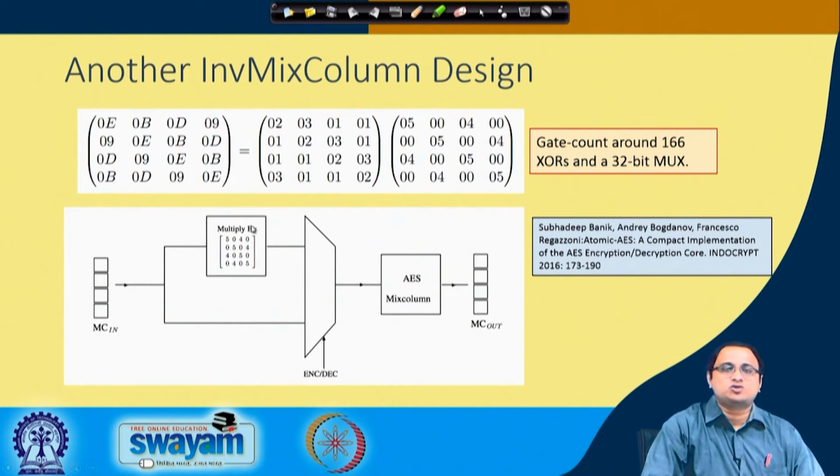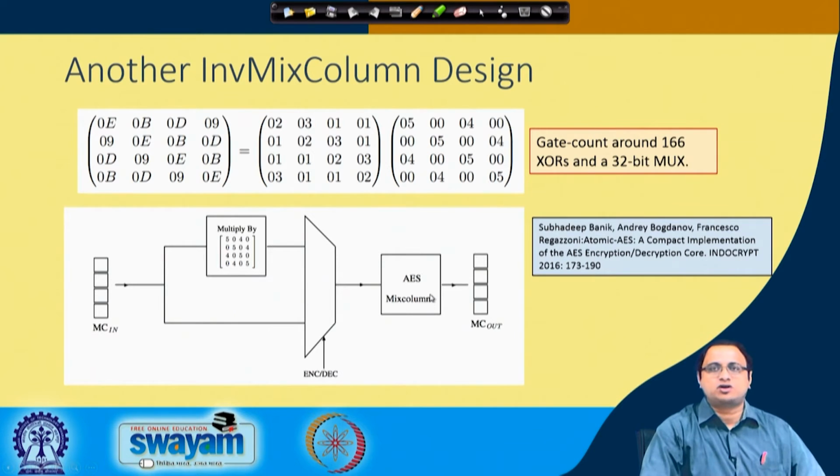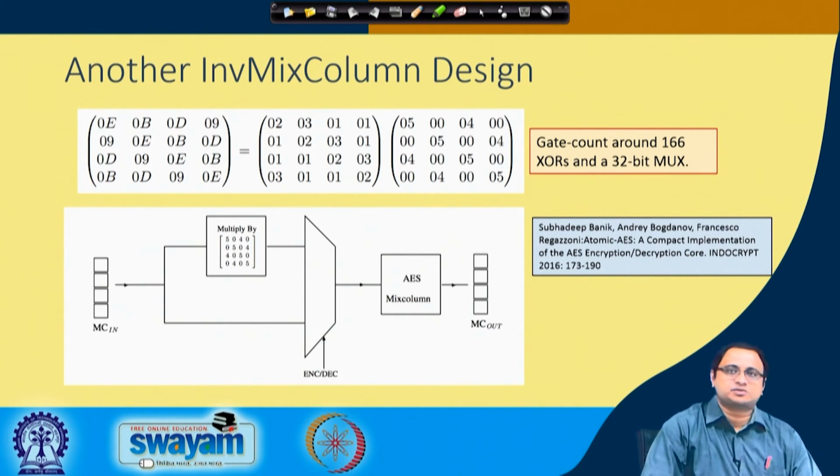So you have a mux over there, followed by an AES mixed column operation. In one case you are passing it through this matrix followed by a mixed column to give you the inverse mixed column operation. In the other case, when you are just using it for encryption, that means when you want it configured as only the mixed column, then you bypass this operation. You go through this path and just apply the mixed columns. Okay. So again you have a shared mixed column and inverse mixed column operation.